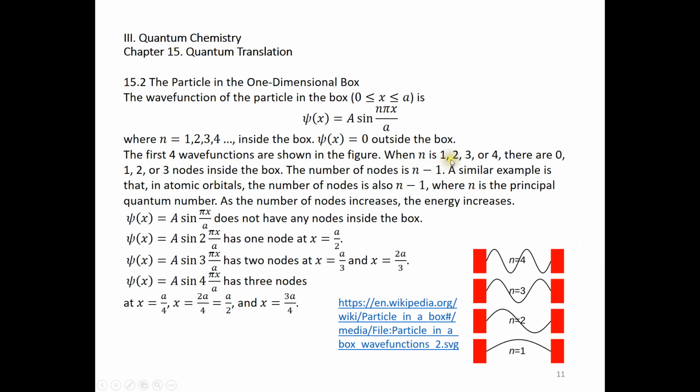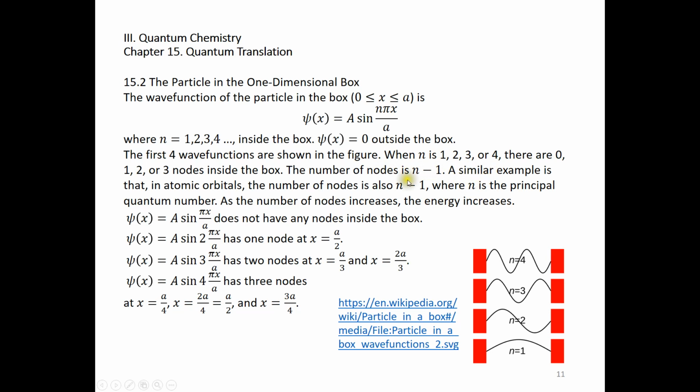When n is 1, 2, 3, 4, let's look at the number of nodes inside the box. Over here, we do not see any nodes, but over here there's a node. This corresponds to sine pi. We have a node. And now over here we have 2 nodes. This is sine pi, this is sine 2 pi. And now 3 nodes, sine pi, sine 2 pi, sine 3 pi, 3 nodes. So you can see as the value of n increases, the number of nodes increases. And actually, the number of nodes is simply n minus 1.